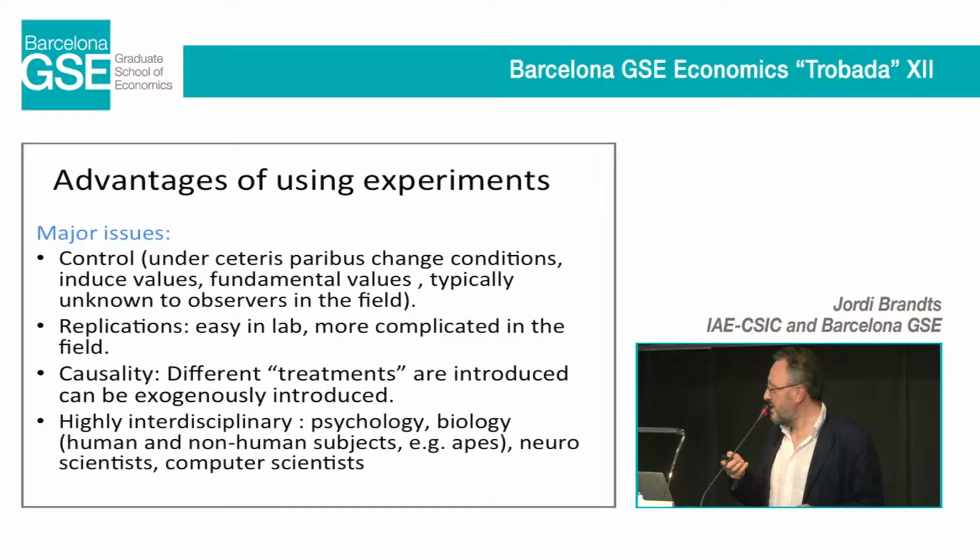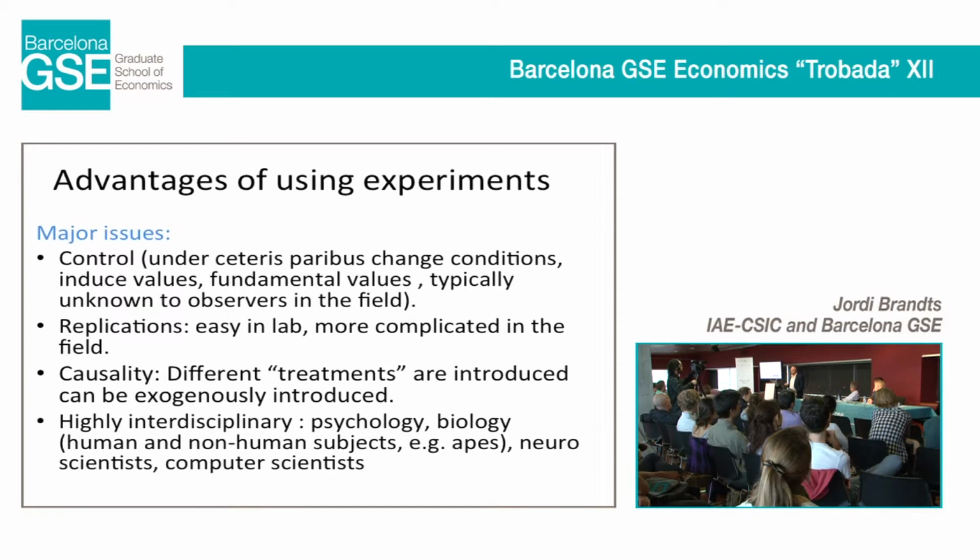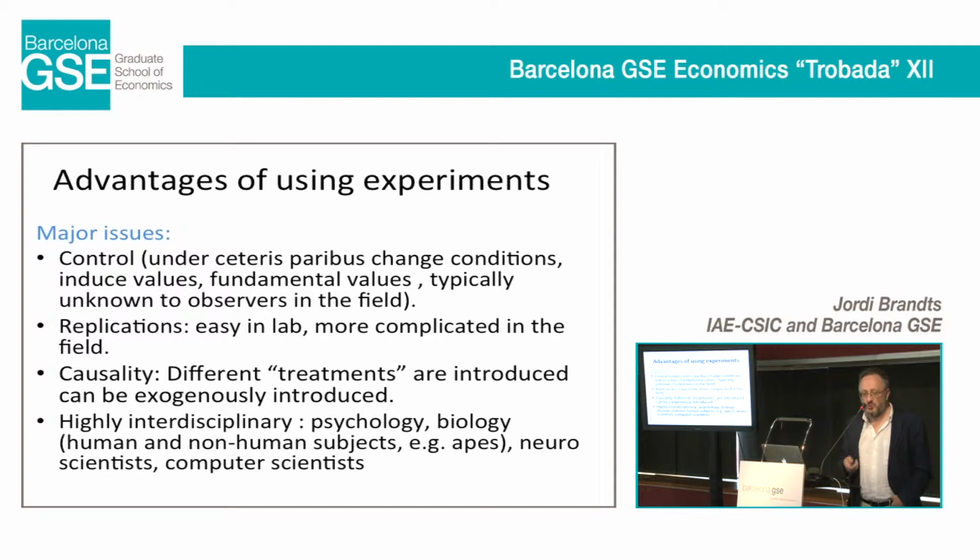Now, the advantage of using experiments is something that I may go through quickly, because it's something we'll repeat all the time, so you may know this. So control: you know what are the conditions under which interaction takes place. You don't know it 100%, right? Because you don't know what's in the head of people, but you know more than in non-experimental contexts. Replication: you can redo it. Actually, a lot of controversies in experimental work are settled by replication or non-replication.